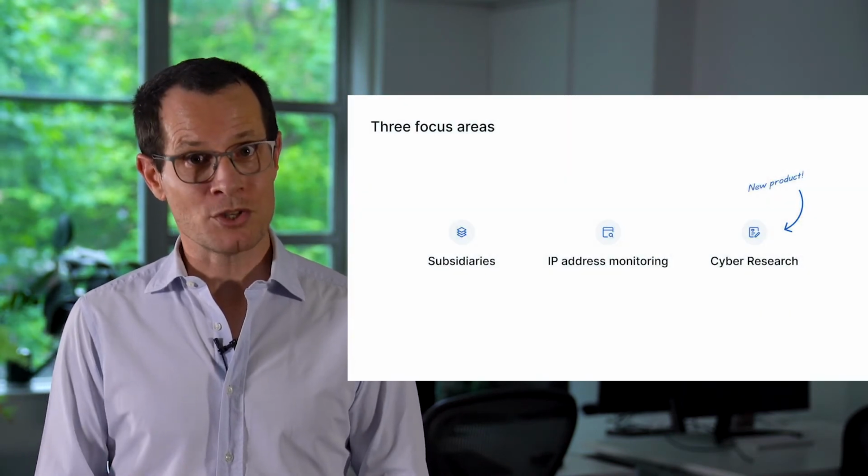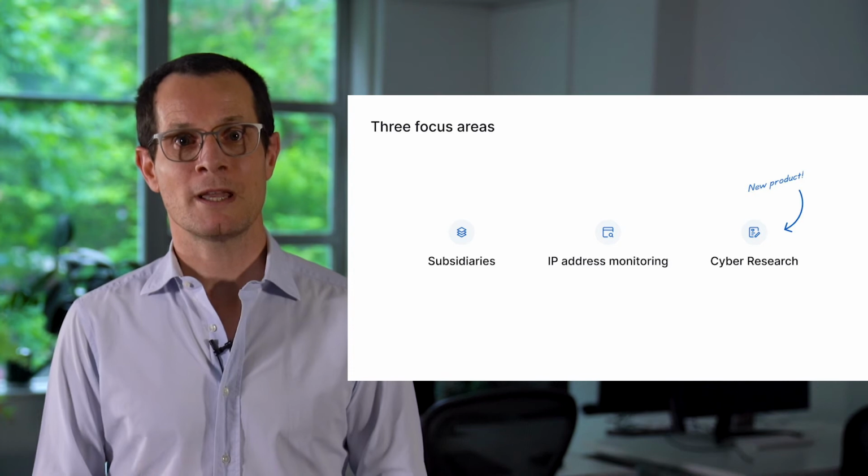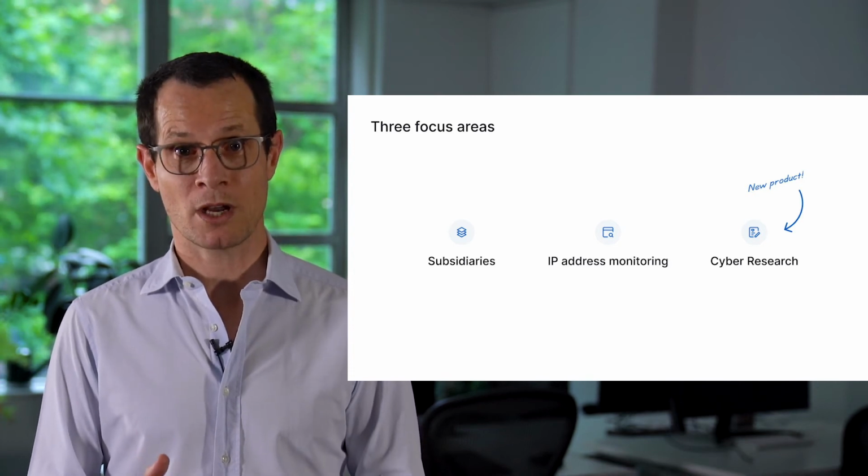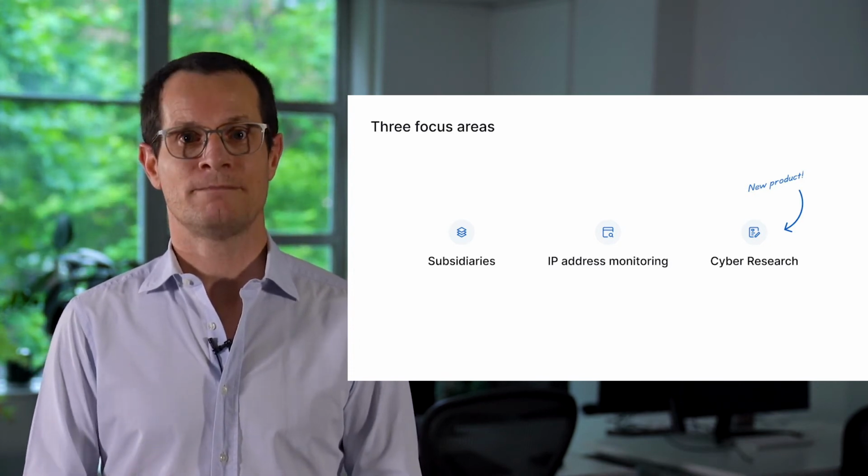Now I want to tell you about some of the features we're planning to launch this quarter. I'm going to talk about three things: subsidiaries, IP address monitoring, and a brand new product we're working on called Cyber Research. The subsidiaries feature is about making it easier to navigate complex organizational hierarchies and understand exactly where risks lie.